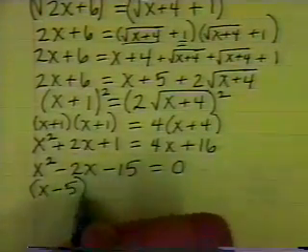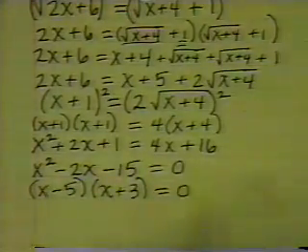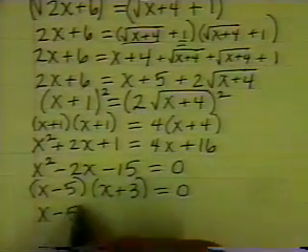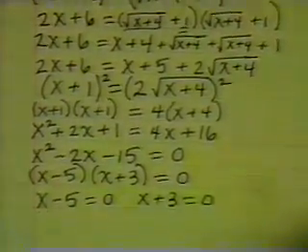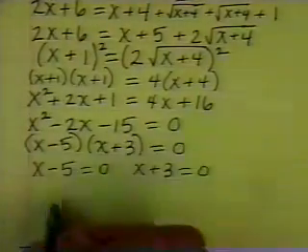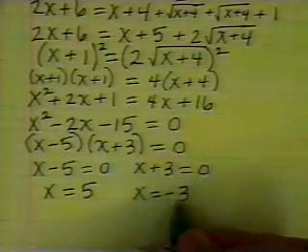If you are allergic to factoring, though, please use your quadratic formula. It works every single time. Let's see here. X minus 5 is equal to 0. X plus 3 is equal to 0. So after setting each one of those equal to 0, I can solve for our x's. They are 5 and negative 3.